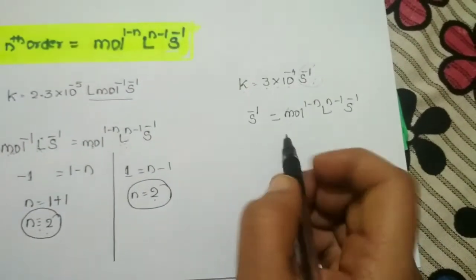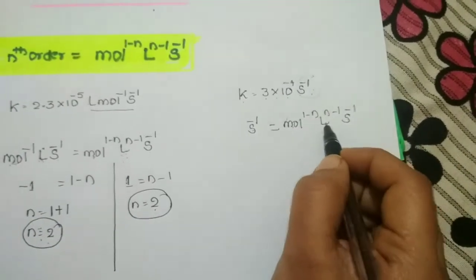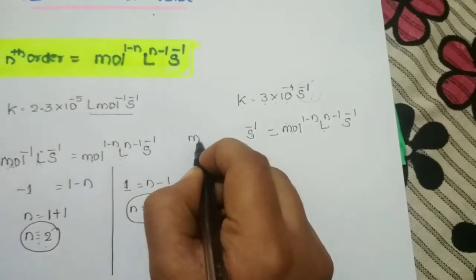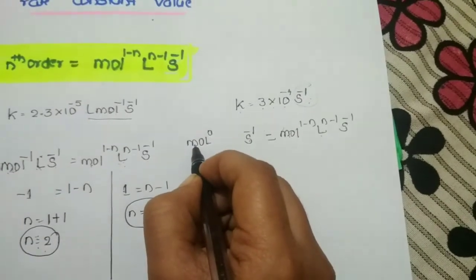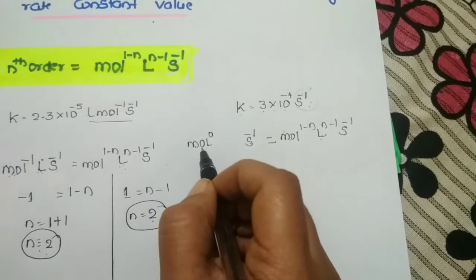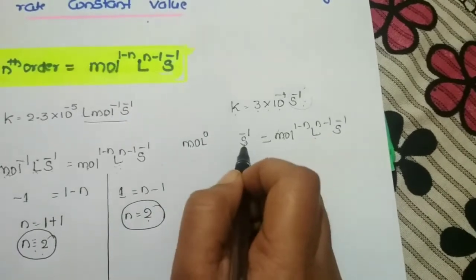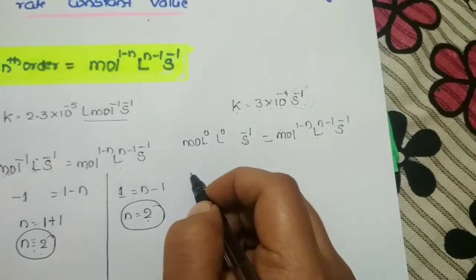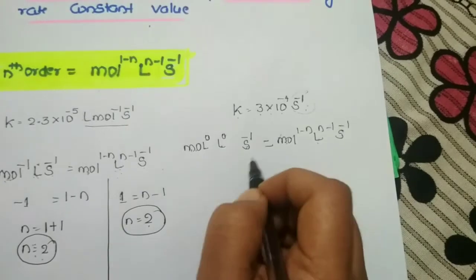You could see we have only per second, and we have per second over here. So what about mole and liter? We don't have them, but we can write them. How? Mole to the power 0, because any value to the power 0 is equal to 1. Nothing means we have 1, so we are writing mole to the power 0. If we solve it, we get per second itself. Similarly for liter, can I write 0? Of course. Mole to the power 0 is 1, liter to the power 0 is 1, and again we get per second.